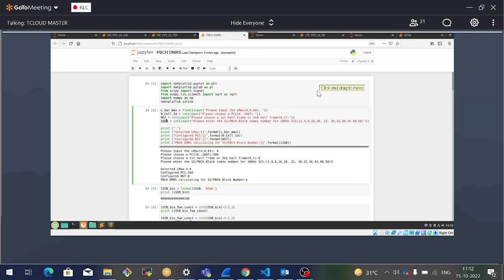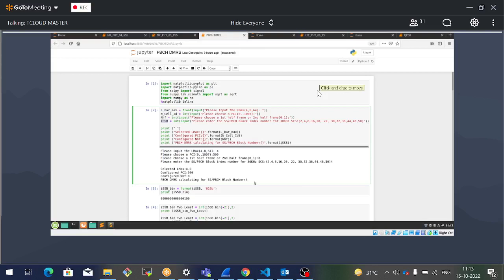ISSB, in what block number? I have taken only the 30 kilohertz case. So in one of these blocks, the DMRS is getting transmitted. PBCH DMRS is getting transmitted. Okay, so once all the inputs are provided, these are the inputs that I have provided that have been displayed here.